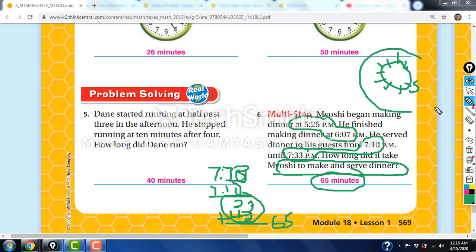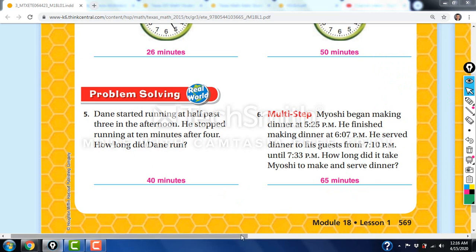I like to draw this for me. You can get more detail and draw an actual analog clock, but once you know your clock, you're able to figure out the easy way to do it like this. So whatever works for you, please feel free to use it.